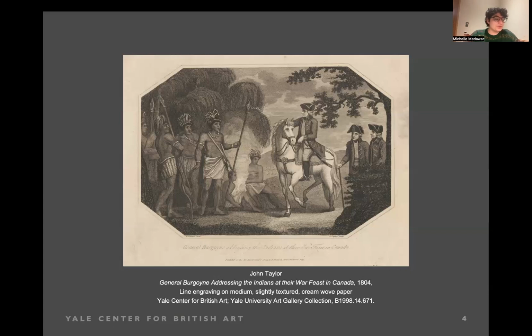So these trees, we have two distinct halves of the print. On the right, we have General Burgoyne and his men. We have a tree with very few branches. There's light peeking through. It appears to be the sort of tree that one might see in Europe or in the northeast part of North America. It's not really asserting its presence.